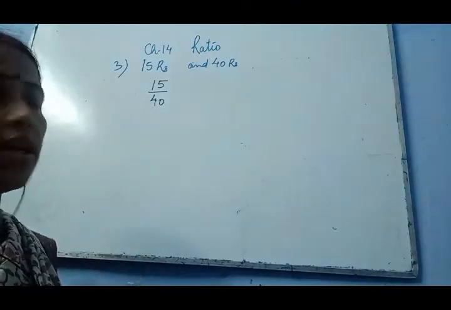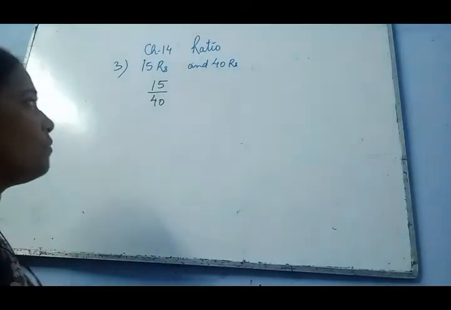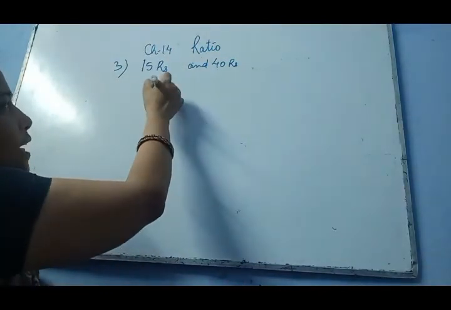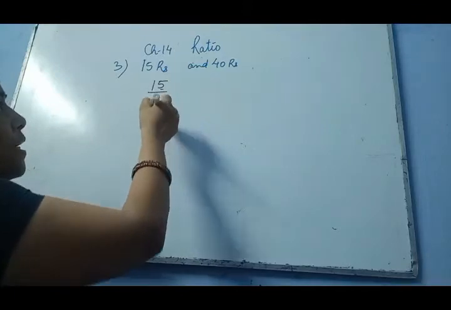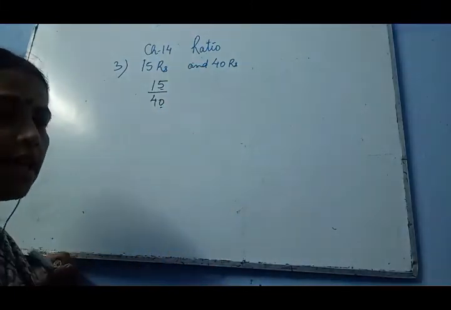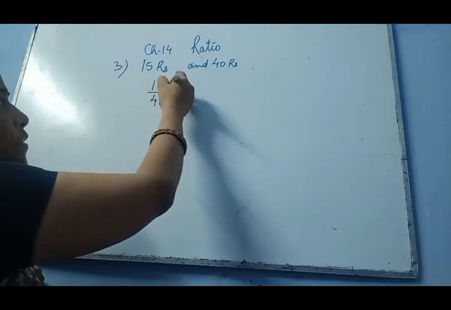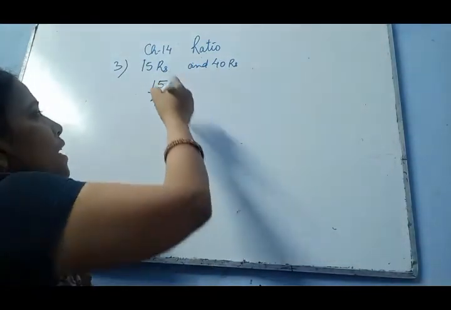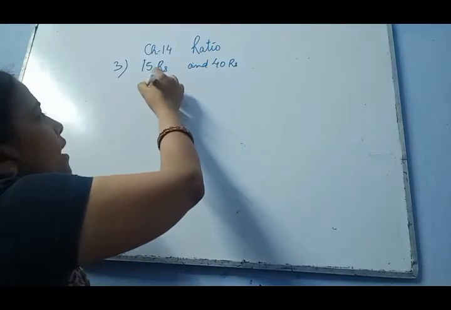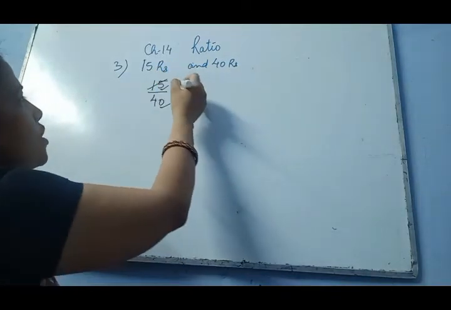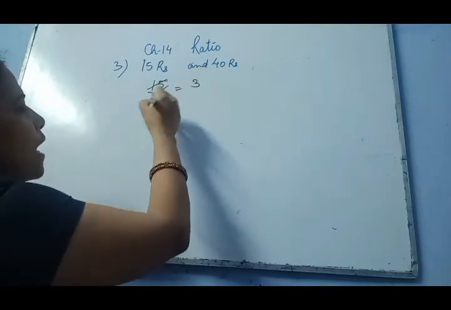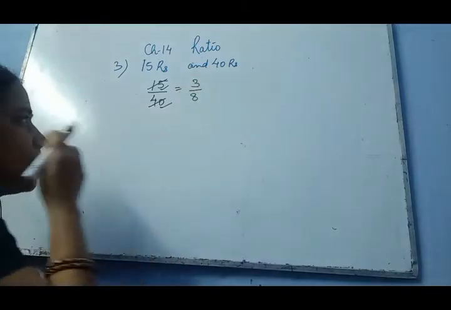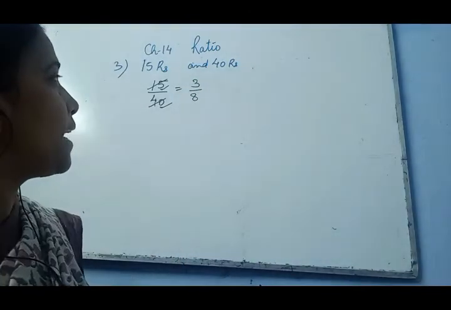Now with 5. Now again what do you see? Both are cut by 5. How do you know? When 5 or 0 is at the last, that means the numbers are cut. So in 15, 5 is at the last, in 40, 0 is at the last, that means both are going to cut. Now we will cut it by 5. So how many times, children? 3 times. And for 40, 5 8s are 40. So 3 by 8.